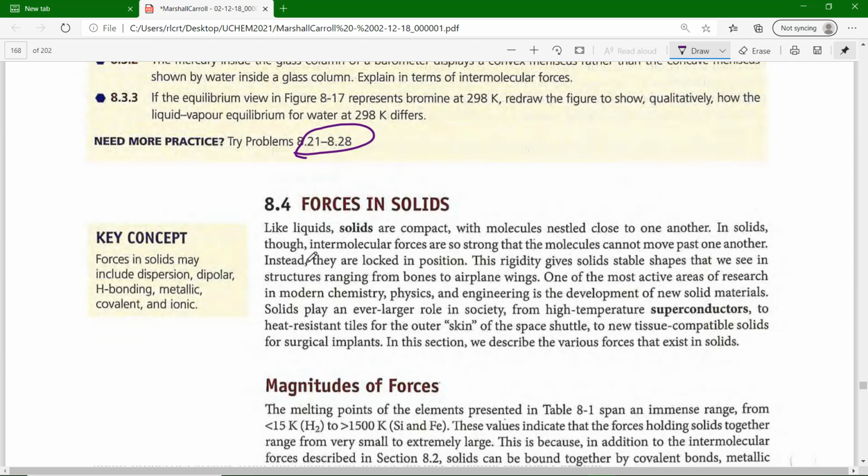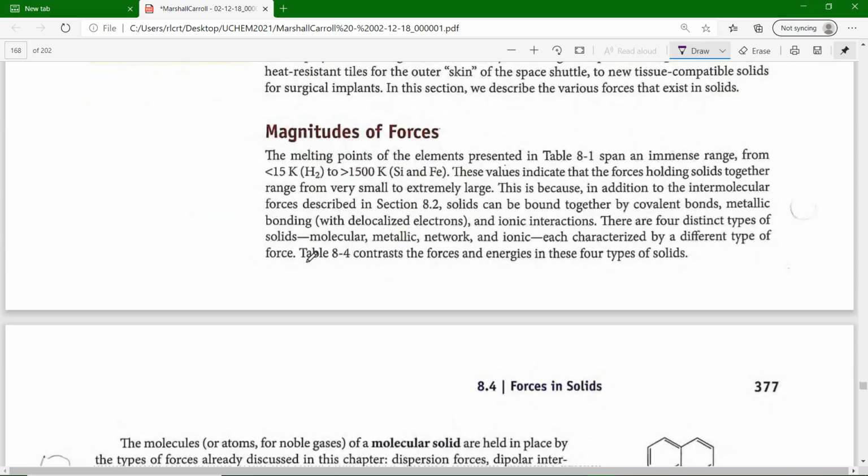And there's lots of applications. So we have an immense range of melting points for solids, and there's a wide range of forces depending on the solid. Okay, so you can have covalent bonding, metallic bonding, which is delocalized electrons. The electrons are like a sea with the protons being like the anchors. So it's called an electron sea. Sometimes it's called an electron gas even, and ionic interactions. And there's 4 types of solids: molecular, metallic, network, and ionic.